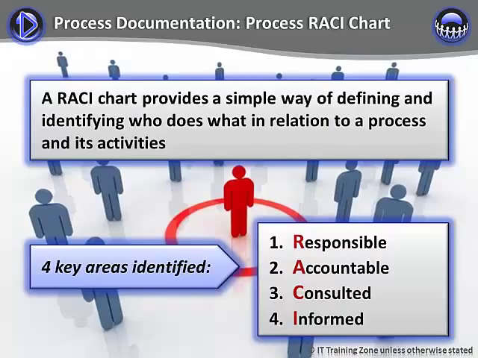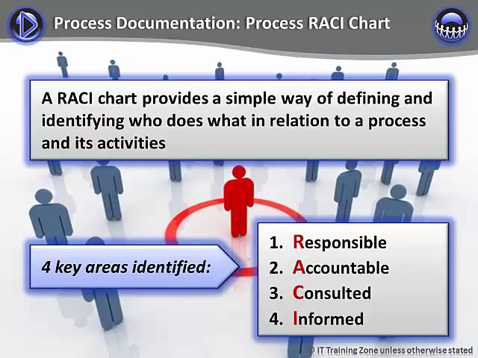A RACI chart provides a simple way of defining and identifying who does what in relation to a process and its activities. Its name is taken from the 4 key responsibilities that are identified. Responsible. Who is doing the work? At least one role must be responsible, but there could be more than one.